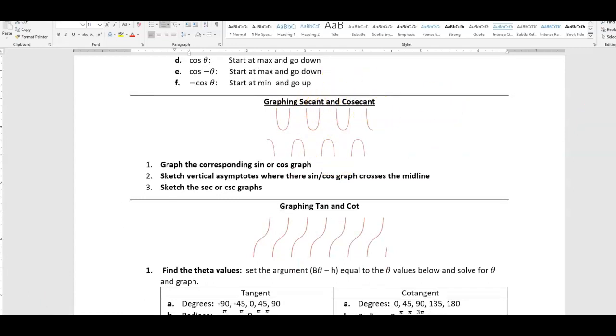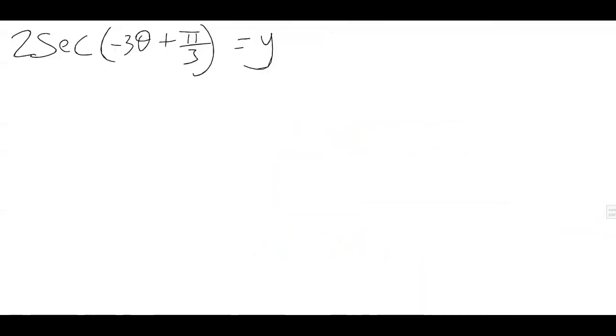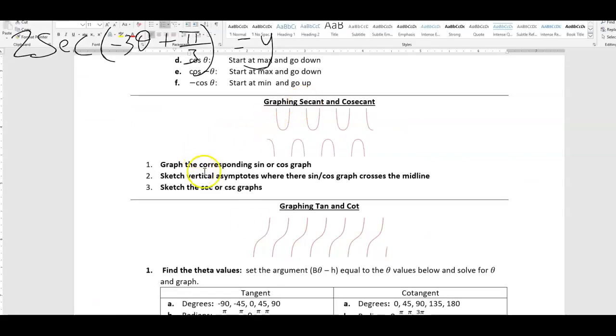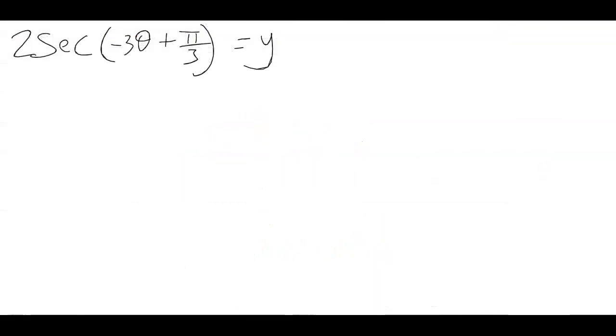So we're going to move on to example 3, and that's where we're going to be practicing graphing a secant or a cosecant graph. So when it comes to graphing secant or cosecant, let's look at our sheet. It says graph the corresponding sine or cosine graph. As you might remember, the first thing we do is think of secant as cosine. And if you're doing cosecant, then you'll think of that as sine.